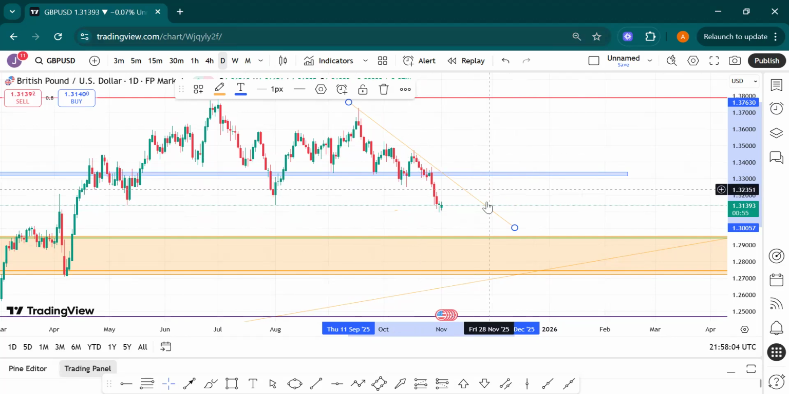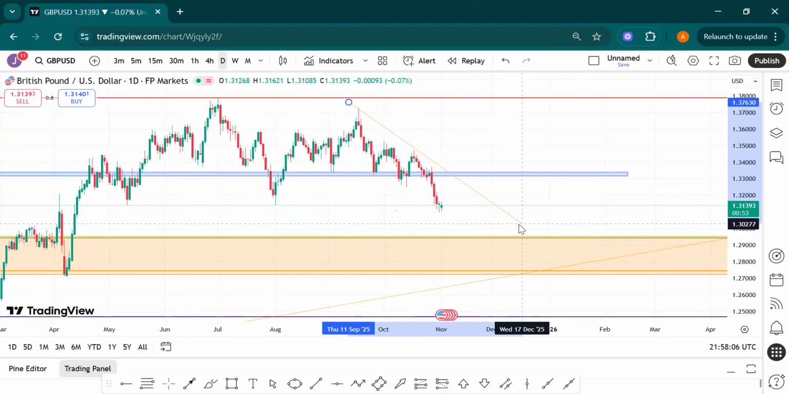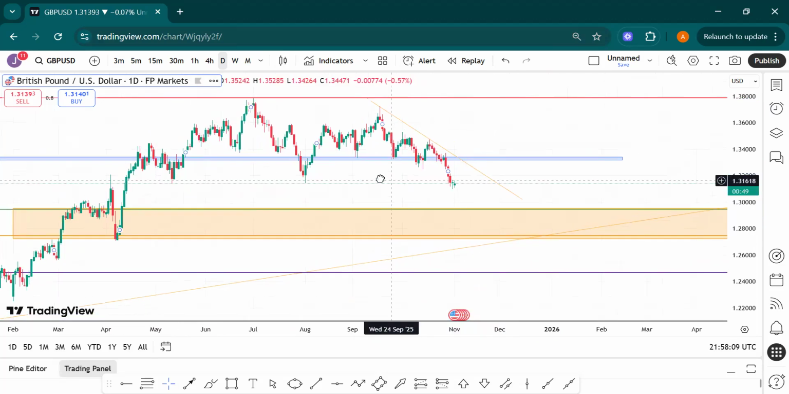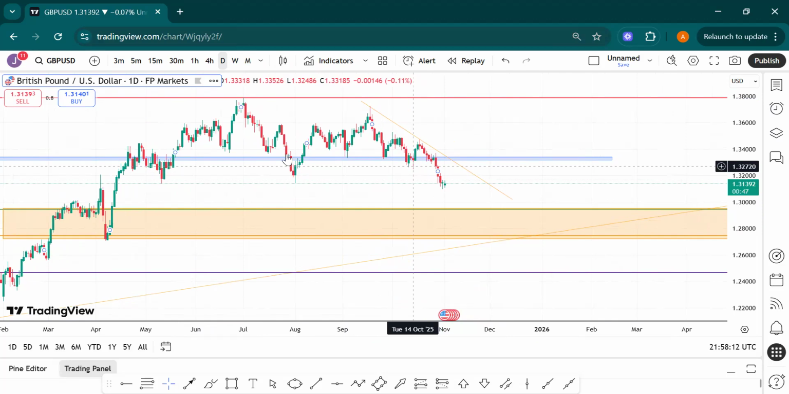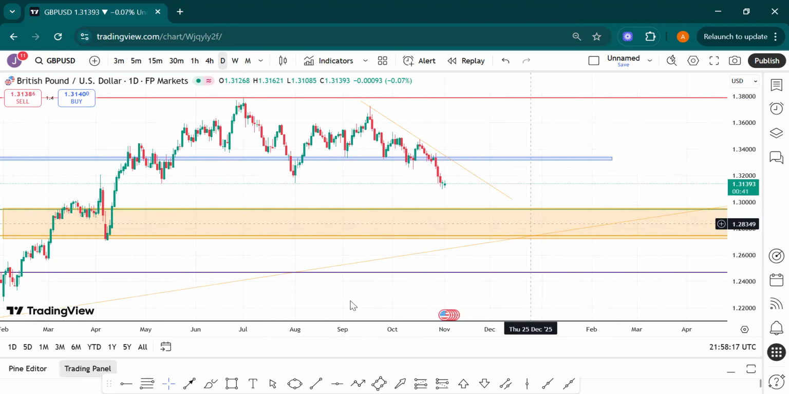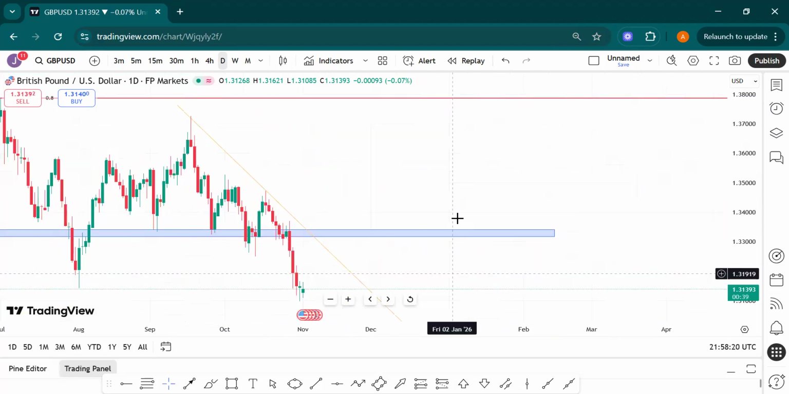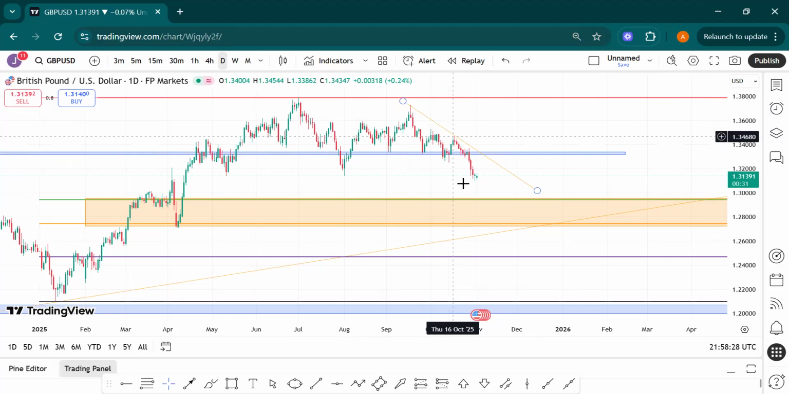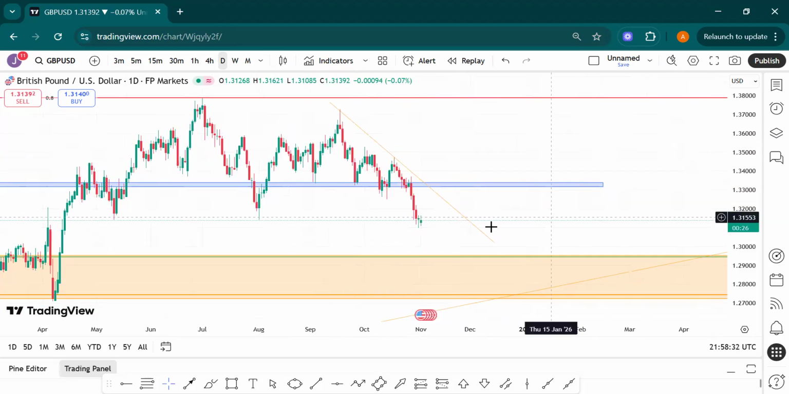So my question that I always like to ask is, how do we now take advantage of this setup? We can see that price has clearly broken out of this support. So the best possible approach to take here, we already established that price is coming down. We can see that the market is already making lower lows and lower highs. So the best way to approach this market would be to wait for a retracement.